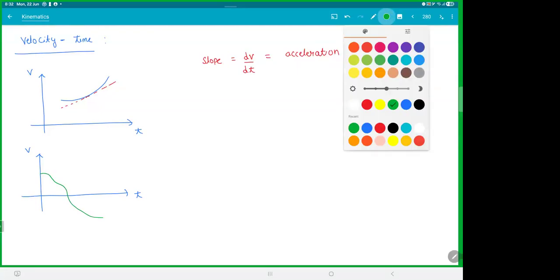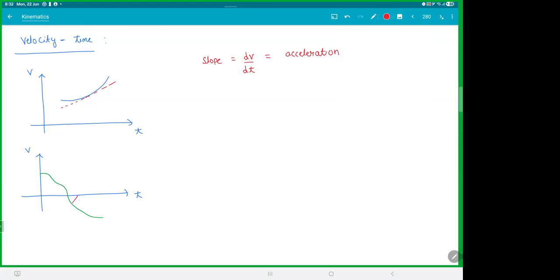Suppose you have a graph like this. The area below the axis is negative area, because below the time axis velocity is negative, but time is positive. The area above the time axis is a positive area. So you cannot treat the whole thing as the same area. Area above the axis is positive, area below is negative.